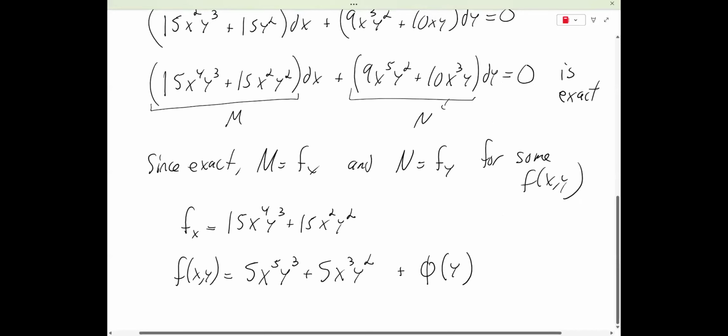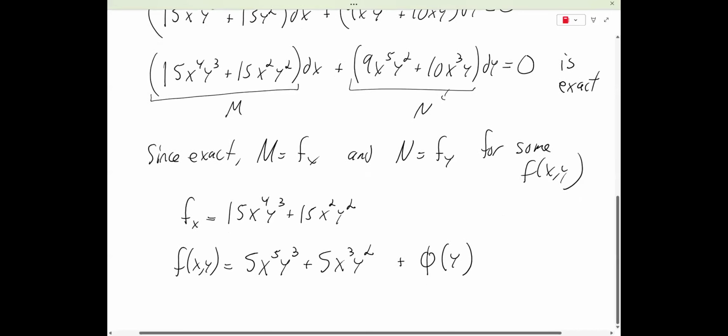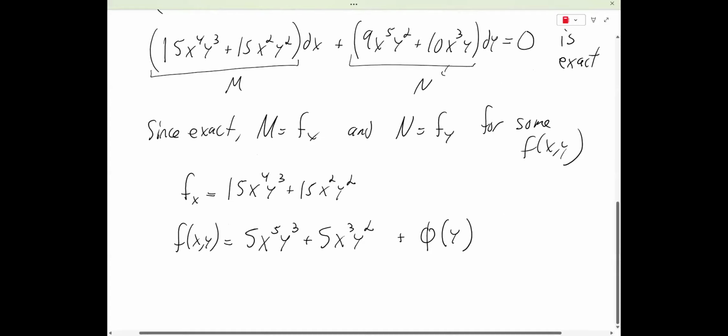Okay, now the next thing. The f of x, y that we're looking for has to be a function like this here. Now you take the partial of this with respect to y, and I hope this works. I didn't work this problem all the way through. I hope it cancels out. So the partial with respect to y would be what here now?